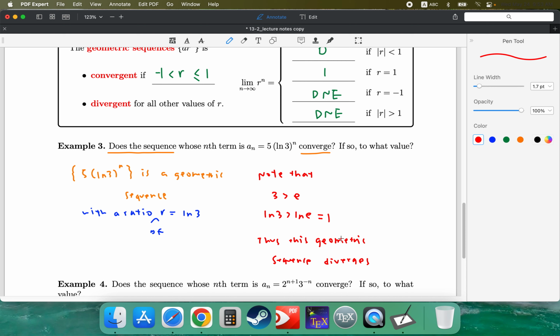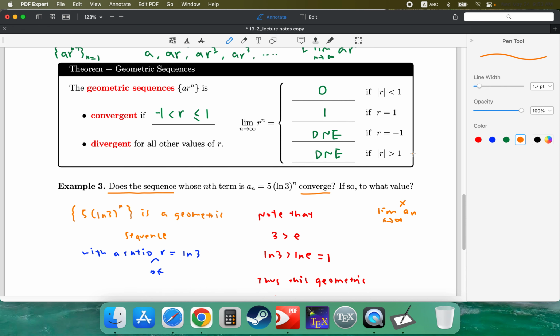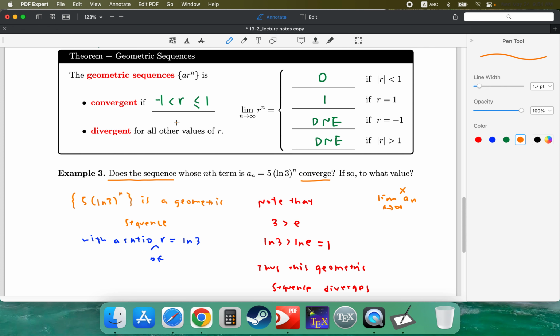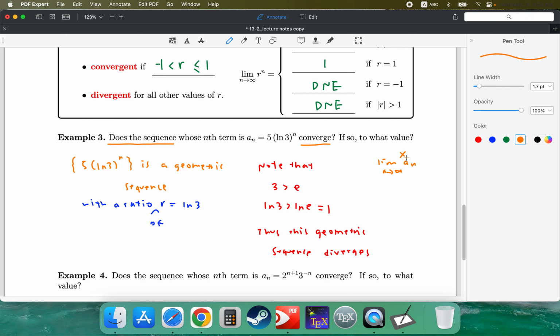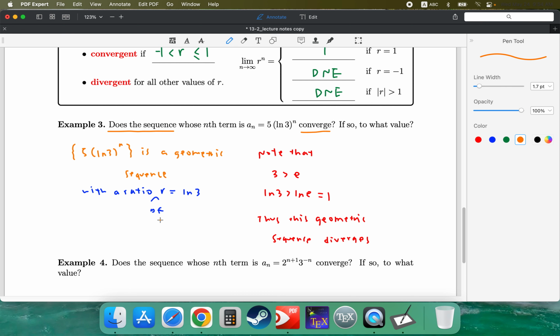Notice that I don't really evaluate the limit of a sub n. This is because for geometric sequences we have a very good result. All we need to do is look at the ratio. Can I use the method as before? Yes, you will get the same answer, but that will take you some time. So it is our suggestion that you take a look at the ratio. Now let's take a look at example 4.